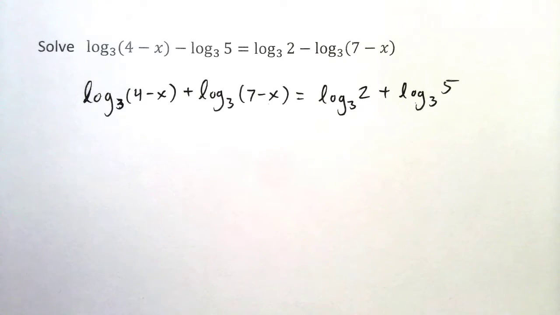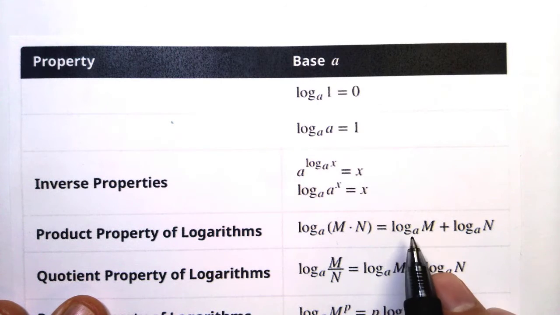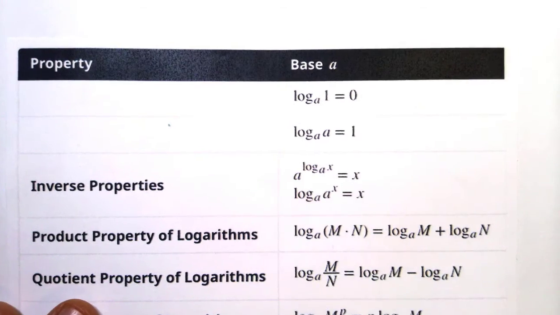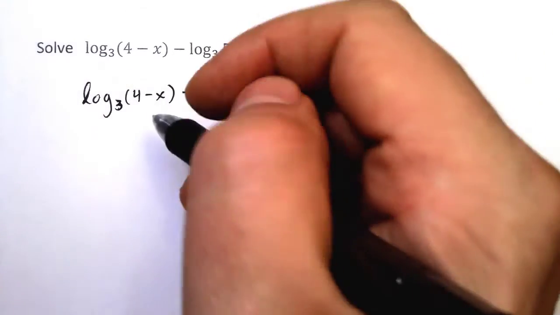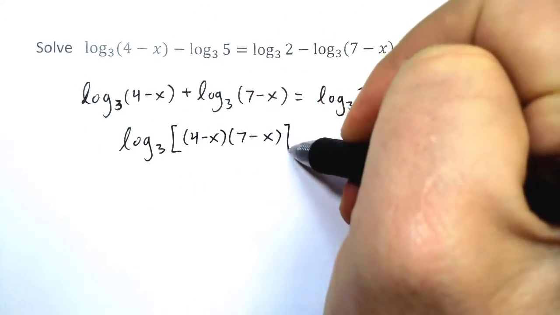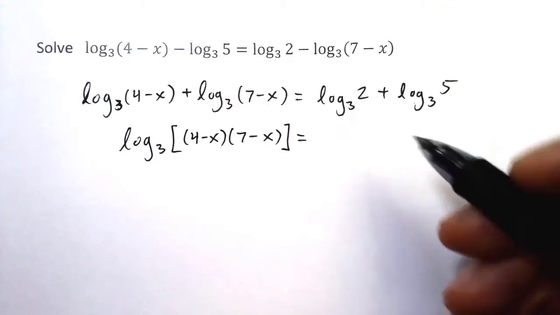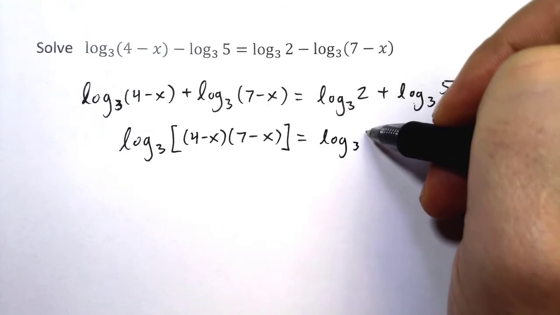Well, now we can go ahead and use our product property of logarithms, which says the sum of logs gives us the log of the product. So let's go ahead and use that on both sides. The sum of these two logs is going to be the log of the product. And we'll use it on the right-hand side. The sum of these two logs is going to be the log of the product. Well, 2 times 5 is 10.